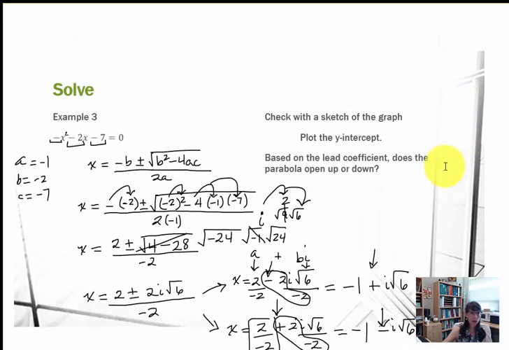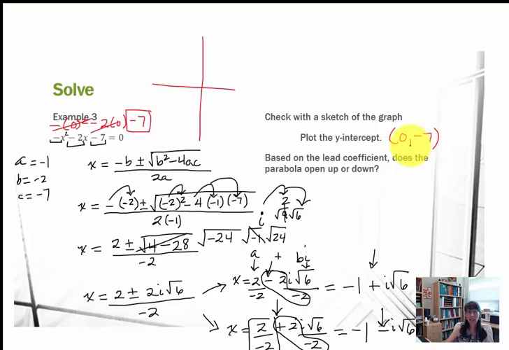And in our last example, plotting the y-intercept, again letting x equal 0. So negative times 0 squared minus 2 times 0 minus 7. So the first two terms are eliminated, and we have negative 7. So (0, negative 7) is our y-intercept. Checking the lead coefficient. See this negative in front of x squared? That means our parabola is opening down. So it would look something like that.